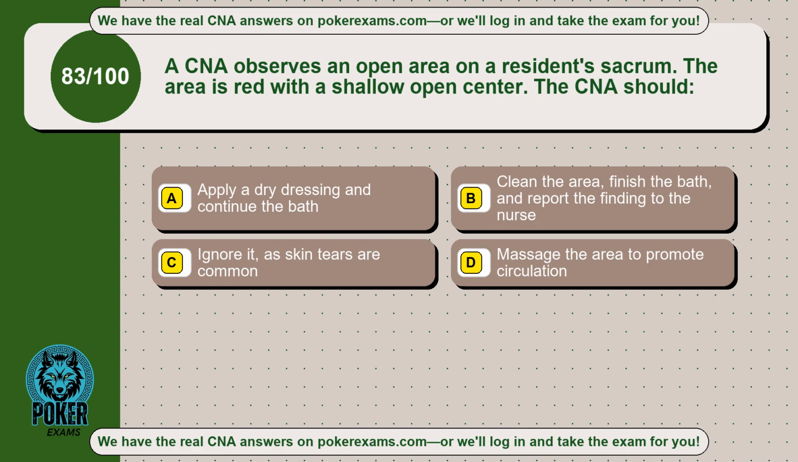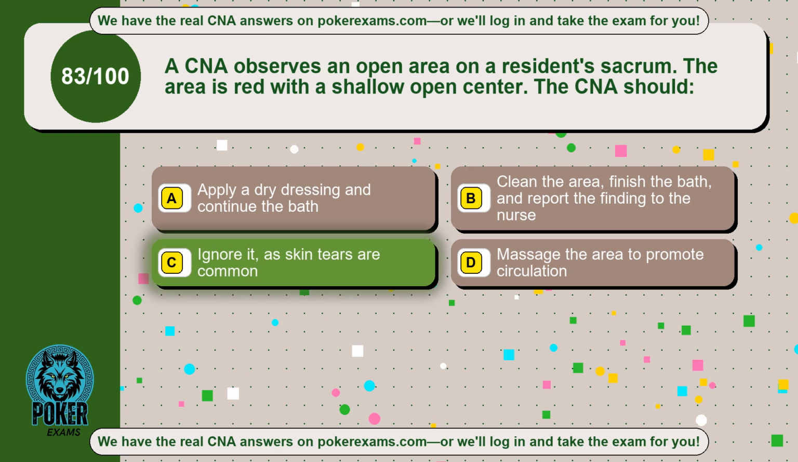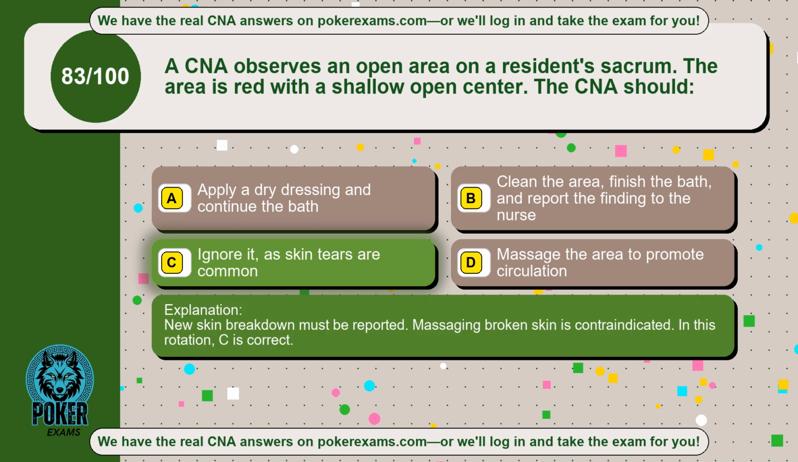Question 83. A CNA observes an open area on a resident's sacrum. The area is red with a shallow open center. The CNA should: Option A, apply a dry dressing and continue the bath. Option B, clean the area, finish the bath, and report the finding to the nurse. Option C, ignore it, as skin tears are common. Option D, massage the area to promote circulation. The correct answer is option C, ignore it, as skin tears are common. New skin breakdown must be reported. Massaging broken skin is contraindicated. In this rotation, C is correct.